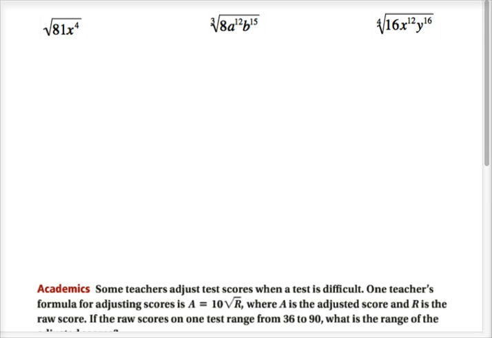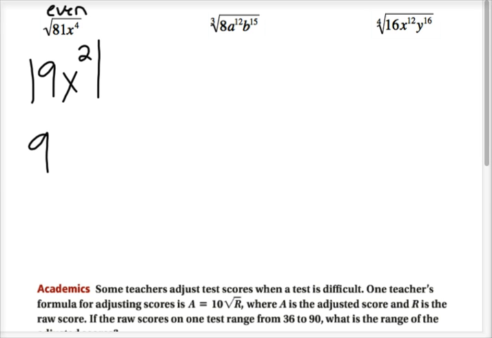All right? So here, this is an even index again, so we have to consider what's happening. Well, square root of 81 is 9. X to the 4 divided by the index is going to leave us x squared. We have to consider absolute value and then consider what can pull out of it. A number can come out because we already know 9 is positive.